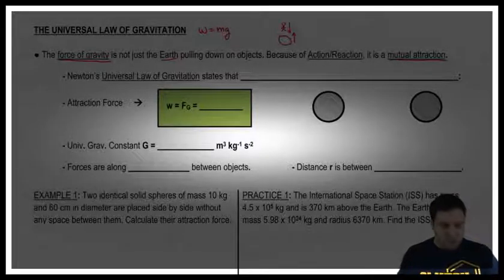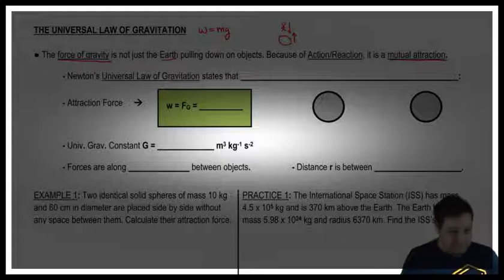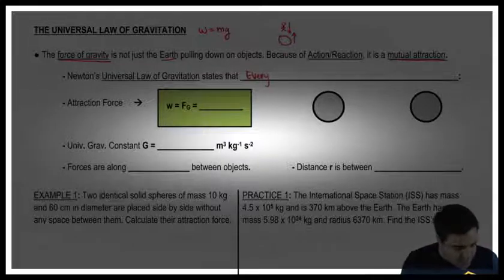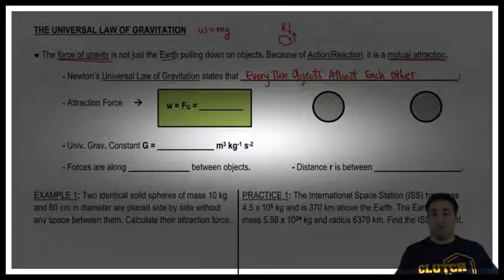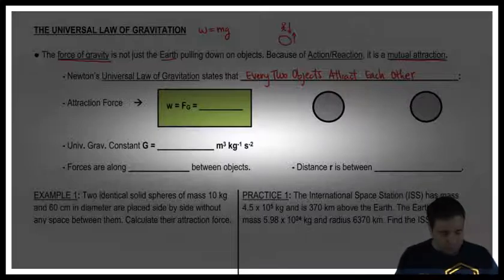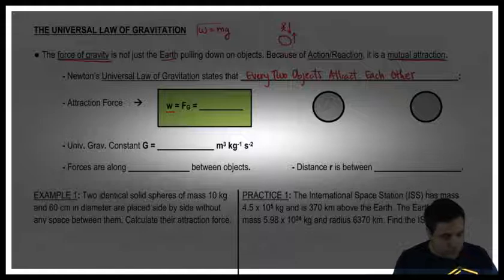Okay? So Newton's universal law of gravitation states that every two objects attract each other. Okay, so again, just as the Earth attracts you, action, reaction, you pull back on the Earth as well. Okay, the attraction force is weight, which is the same thing as mg. That was a simpler version of the weight equation.